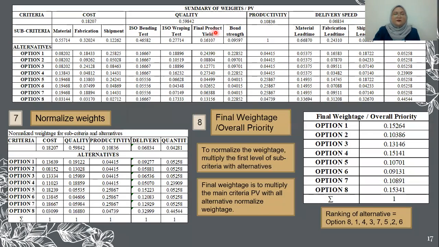This is the summary of weight for the AHP. Then I do the normalized weight. To normalize the weightage, multiply the first level sub-criteria with alternative. Final weightage is to multiply the main criteria with the PV with all alternative normalized weightage. And I will get the ranking of alternatives, which is the overall priority. The best one is option 8.